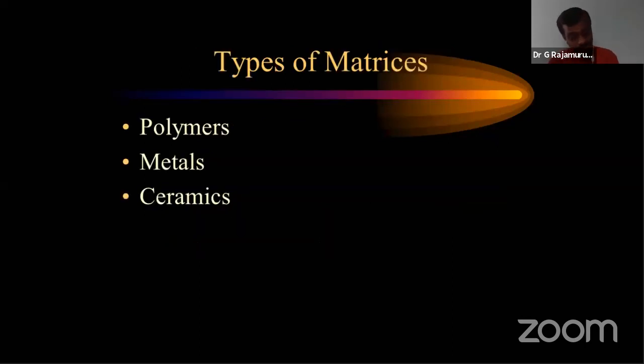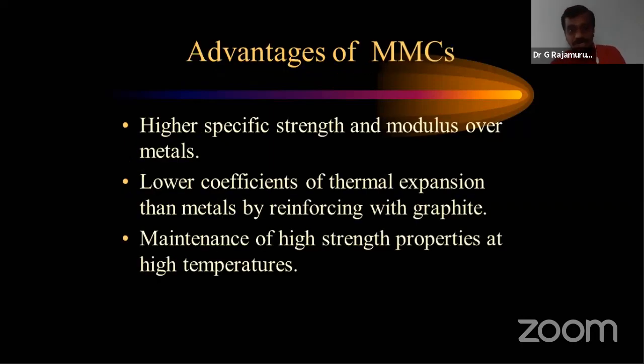Now I am going to discuss the different types of composite materials. Based upon the matrix, I can classify composites like polymer matrix, metal matrix, and ceramic matrix. So what are the advantages of metal matrix? It has high strength and high modulus compared to the metals, and it has a lower coefficient of thermal expansion than metal by reinforcing with graphite. Graphite is the reinforcement.